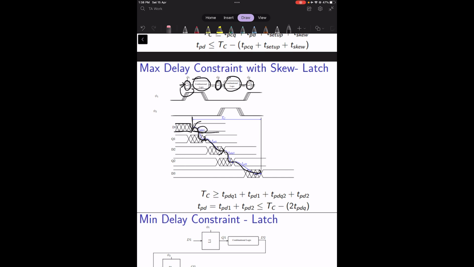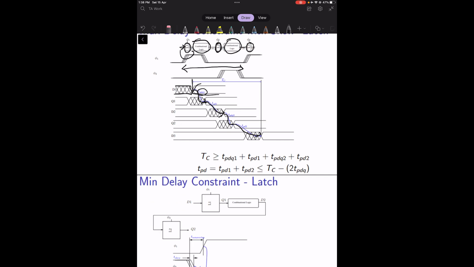This sum together must be the entire period, right? Now when you write down that as an expression, this is what you get. This should be less than or equal to TC, and that's what you have written down.